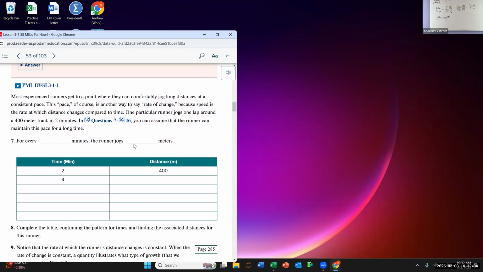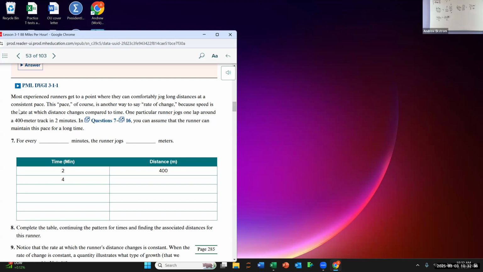And looking at some of the data like we have here. It says that most experienced runners get to a point where they can comfortably jog long distances at a constant pace. This pace, of course, is another way to say rate of change, because speed is the rate at which distance changes compared to time. That's why it's called miles per hour or meters per second or feet per second or whatever we want to call it.